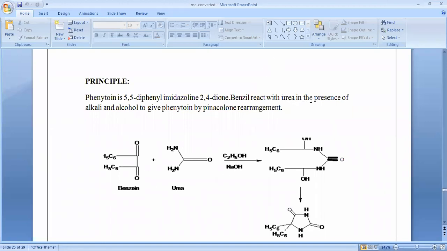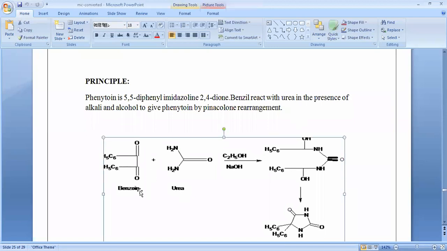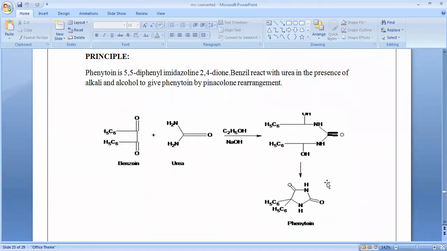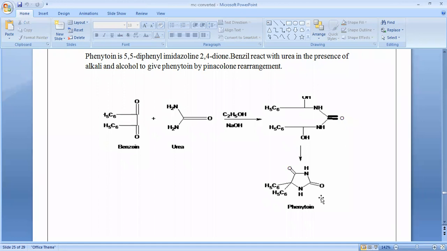Benzil reacts with urea in the presence of alkali and alcohol to give phenytoin. This is basically the structure of the benzil molecule. So this benzil reacts with a molecule of urea in the presence of an alkaline solution, that is sodium hydroxide, and synthesizes the phenytoin drug molecule. Earlier it synthesizes an intermediate product, which upon a cyclization or condensation mechanism gives the phenytoin drug molecule.